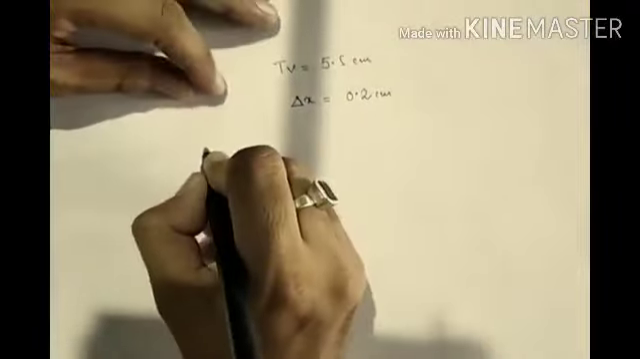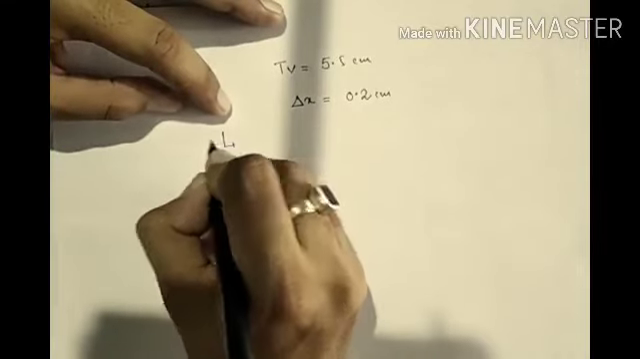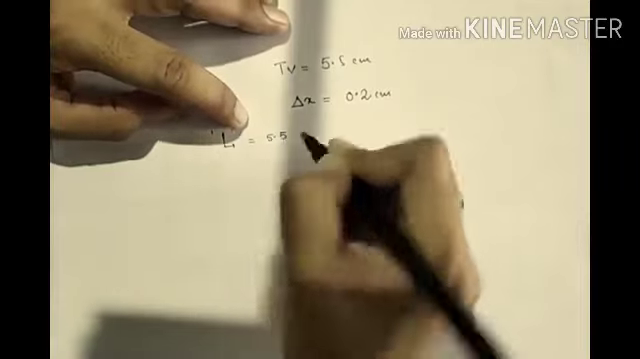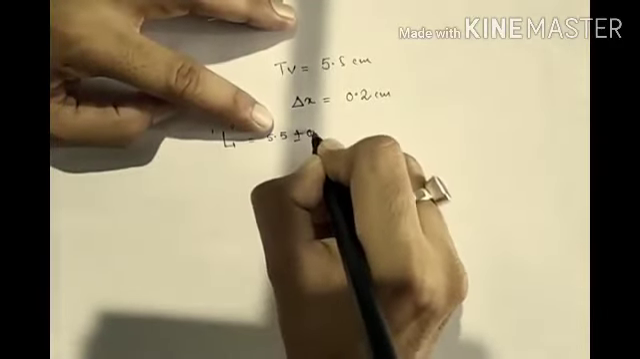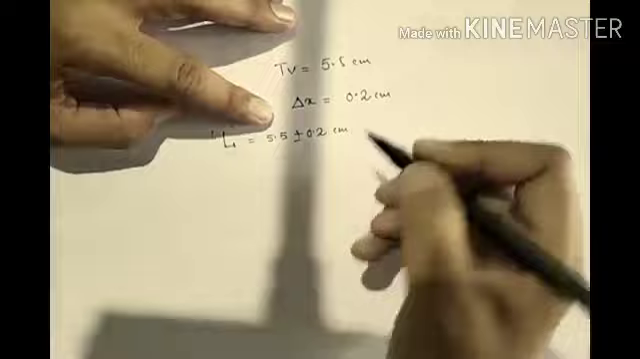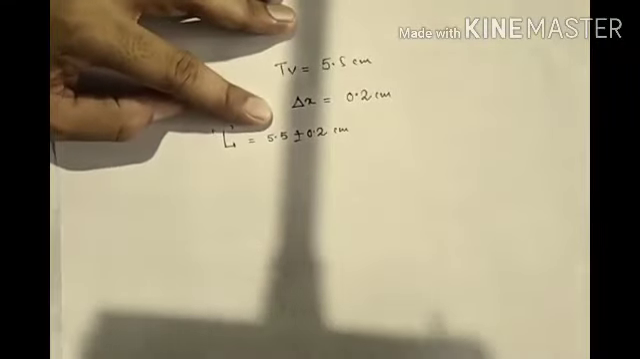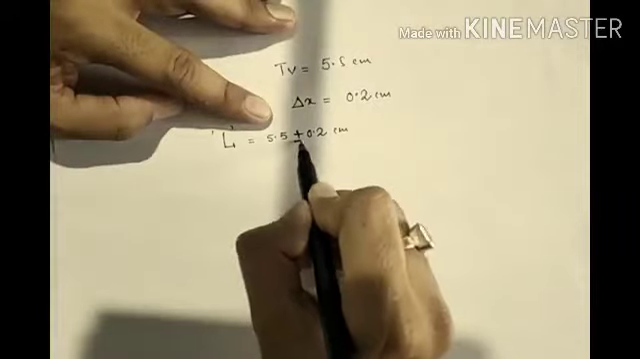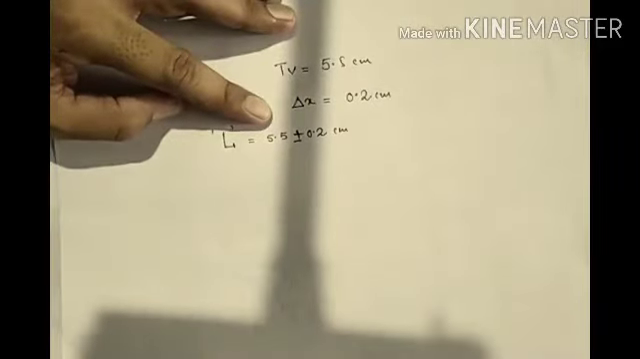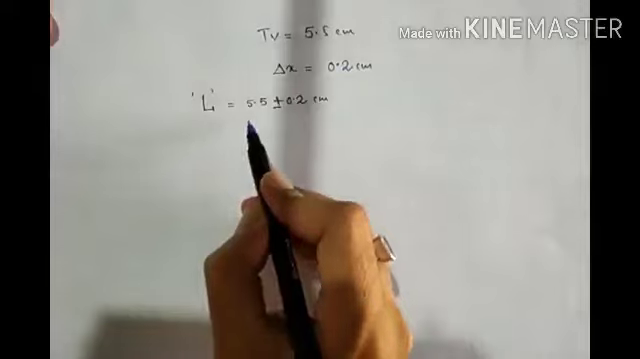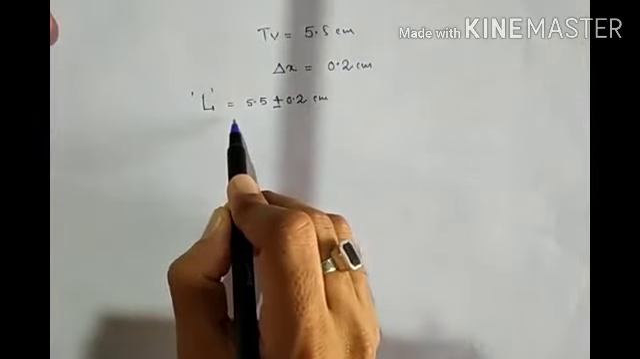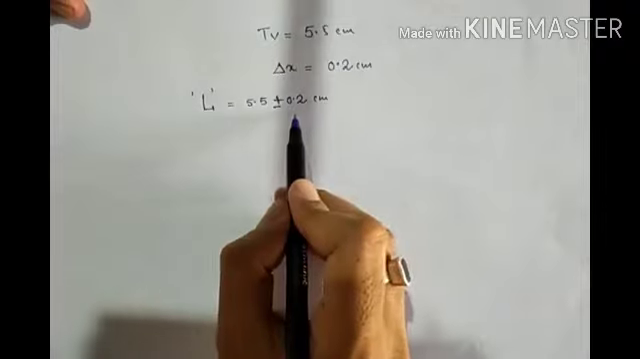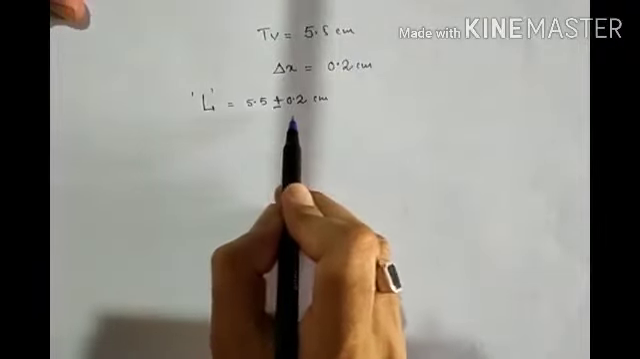So I will say that the length of the pen, let it be L, is equal to 5.5 plus minus 0.2 centimeter. Error can be positive as well as negative. I don't know which way it is, therefore we write it as plus minus. If you are asked to give the length of the pen, this is the way to express the result.